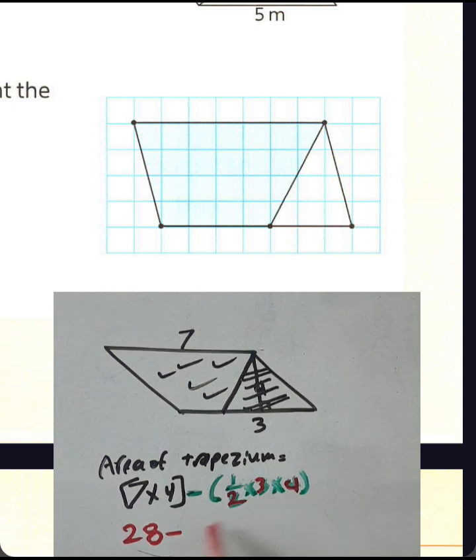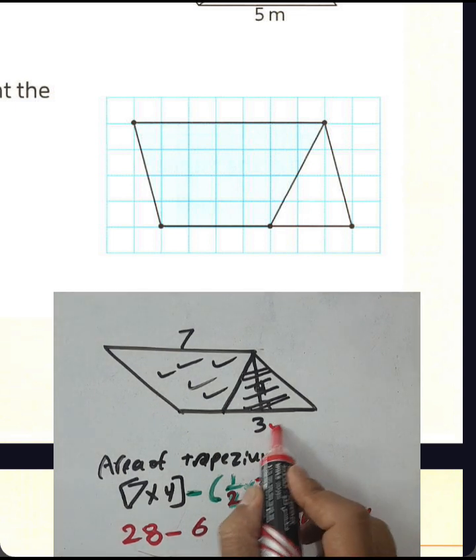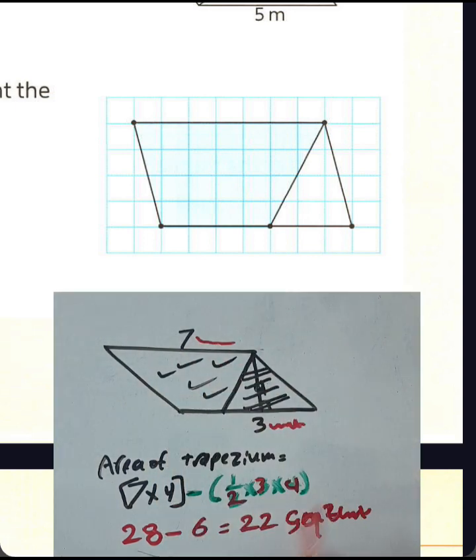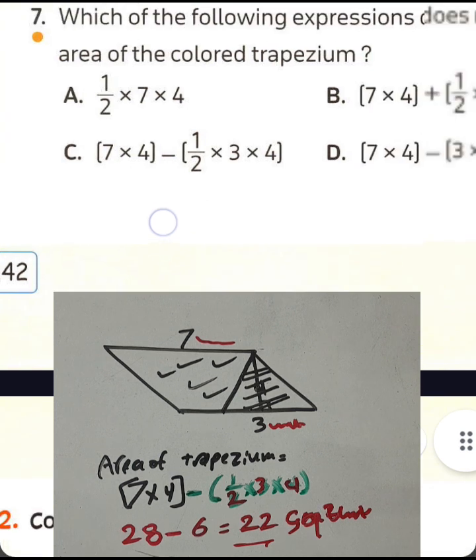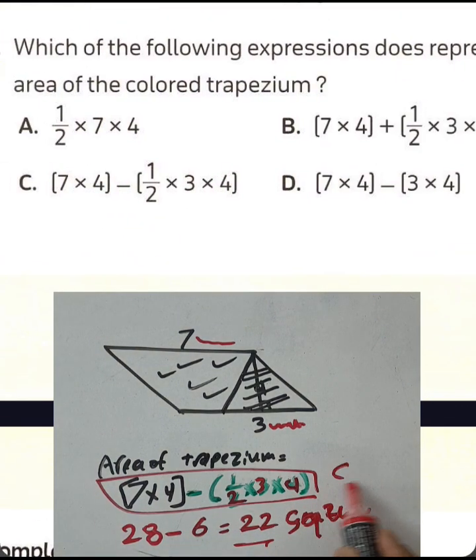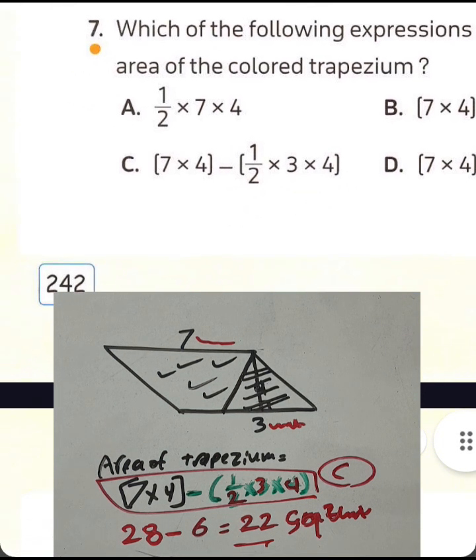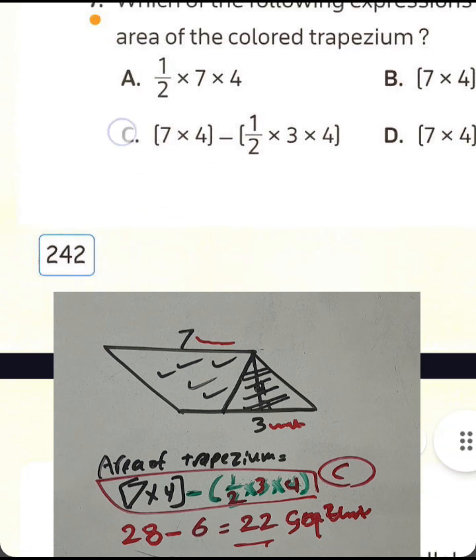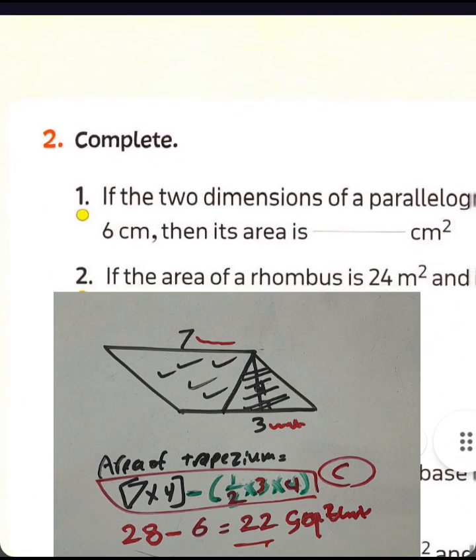Half of 12, it will be 6. The result will be 22 square centimeter, or square units, because we have 3 units here and 7 units here. Okay, then the area will be 22 square units. So the result will be letter C about question number 7. Okay, now we will solve complete.